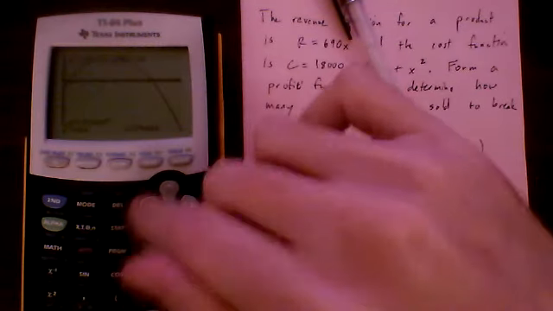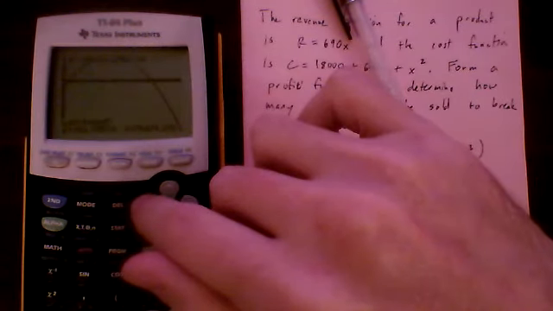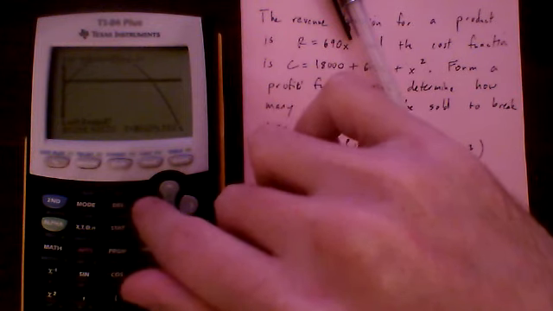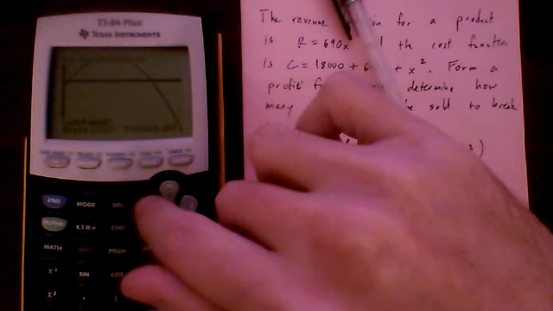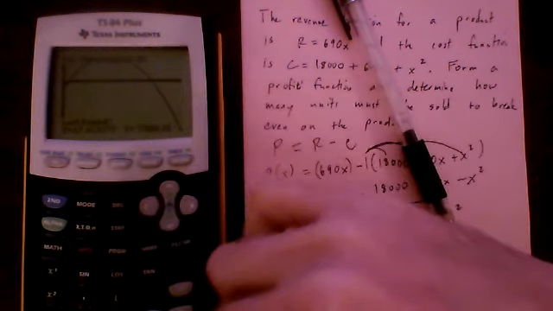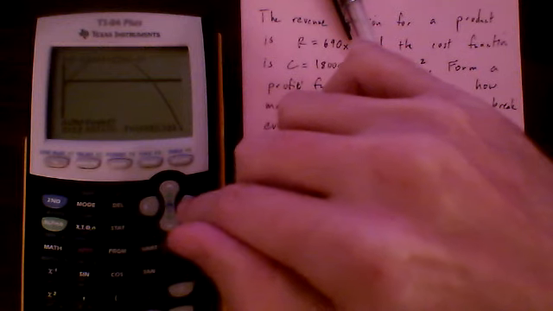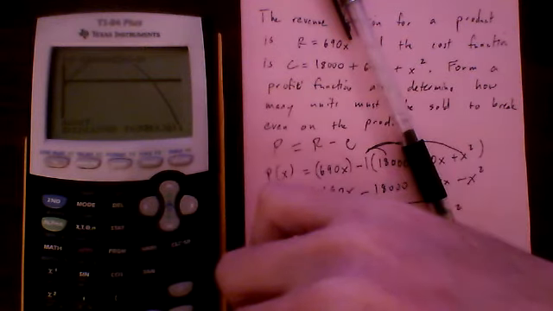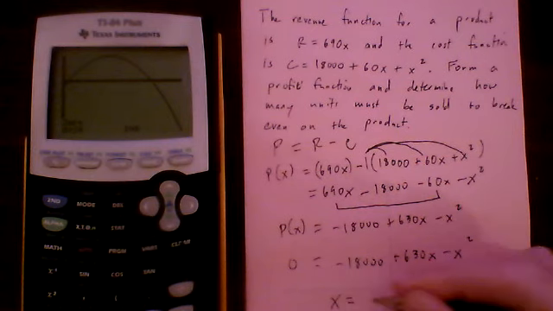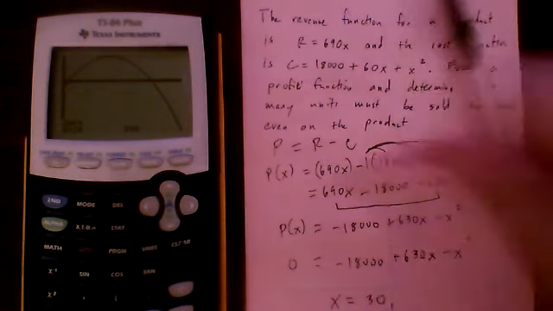So the calculator is going to find these for us. If we just do second trace, we want the 0 option here. Okay, so we want to take our cursor and scroll it over until we're definitely to the left of that first point. So we're definitely to the left now. Then we'll scroll over somewhere to the right and hit enter. And then we'll hit enter one more time for our guess. So our first answer here is 30 units is where we break even.